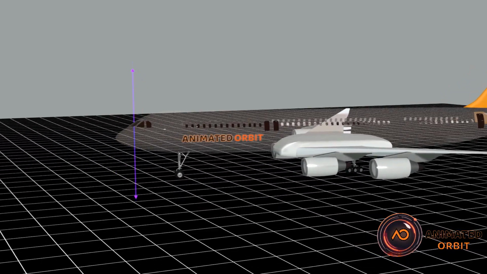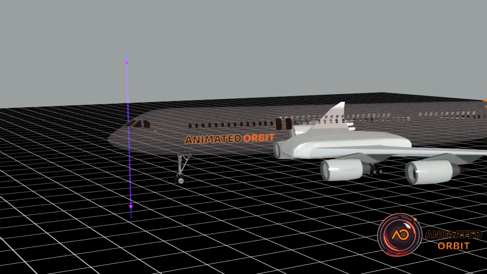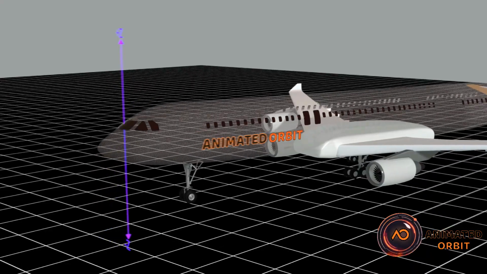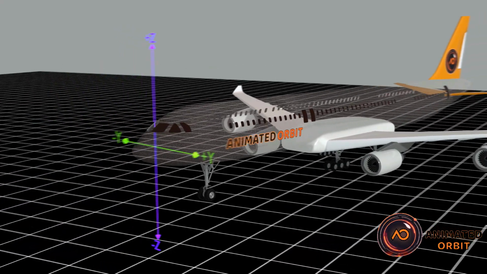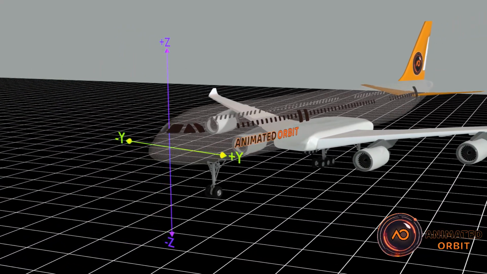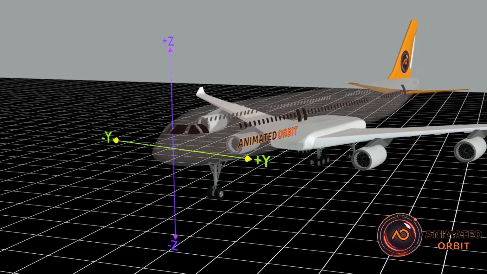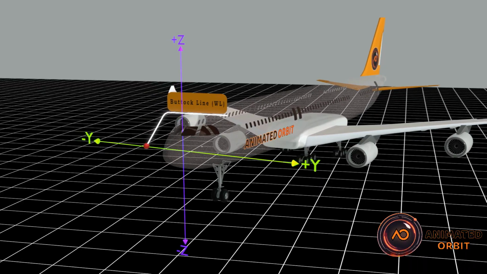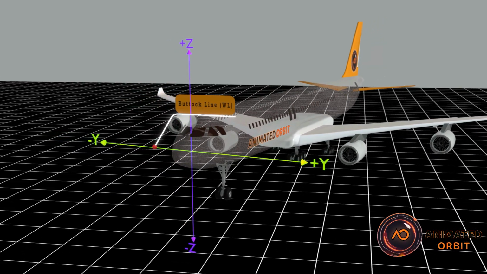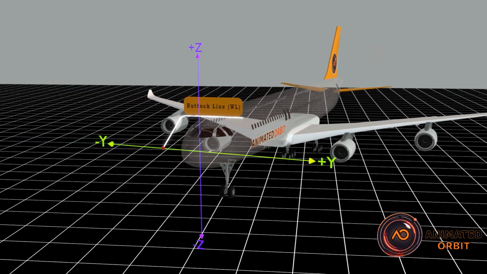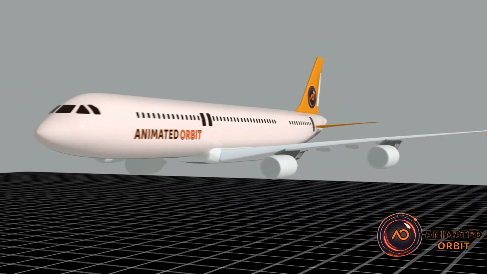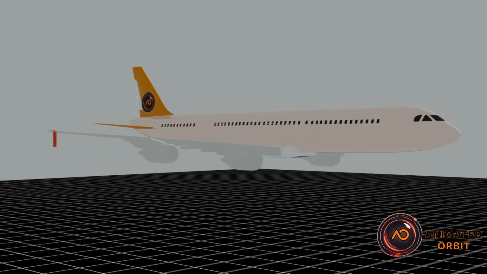Buttock line, BL. Definition: this is a vertical reference line used to measure the lateral, side-to-side position of points on the aircraft. Function: the buttock line helps in determining the distance of components from the aircraft's central axis. Example: BL20L indicates a point 20 inches to the left of the center line, while BL20R refers to 20 inches to the right.